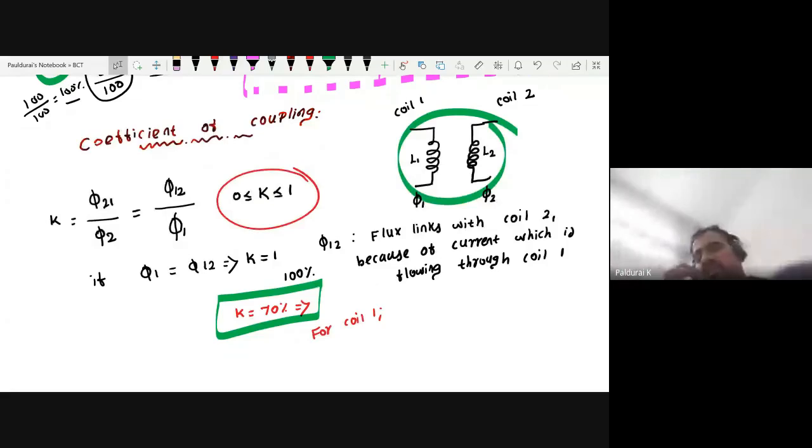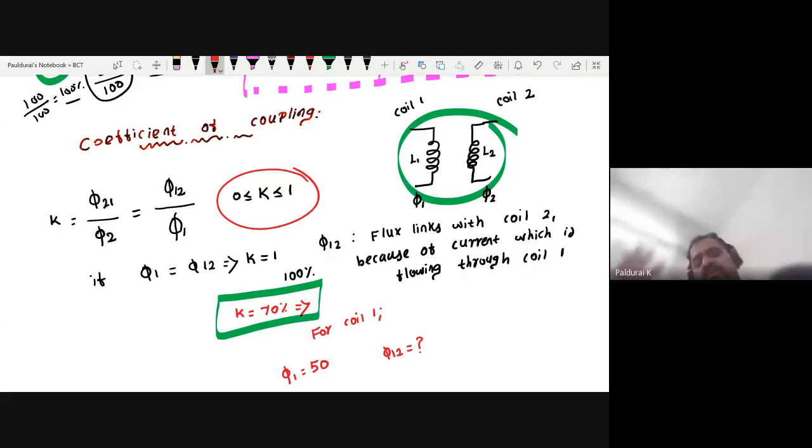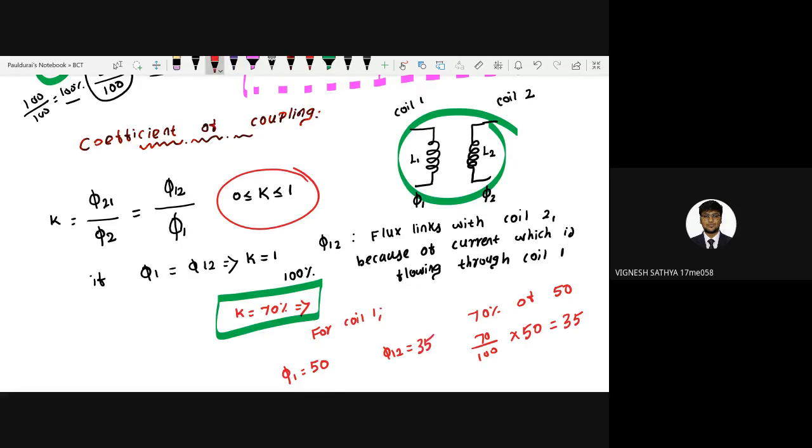The way you started is correct, but this time I want to play with numbers. For coil 1, say the flux phi 1 is 50. My question is, what is the value of phi 1 2 if K is 70%? Sir, that means phi 1 2 is 70% of 50. Yes, you are correct. 70% of 50 is 35. So that's the meaning.